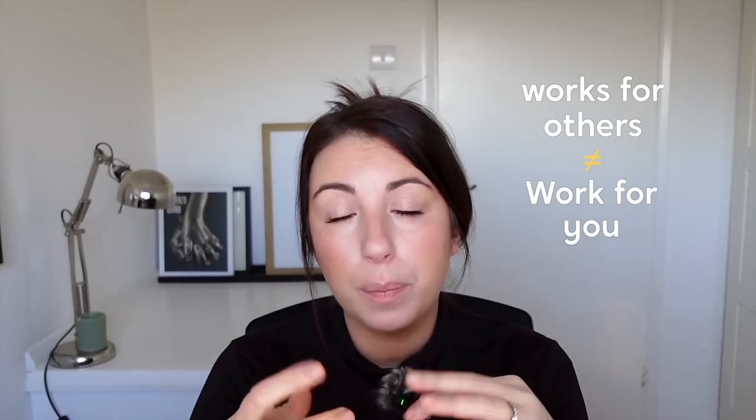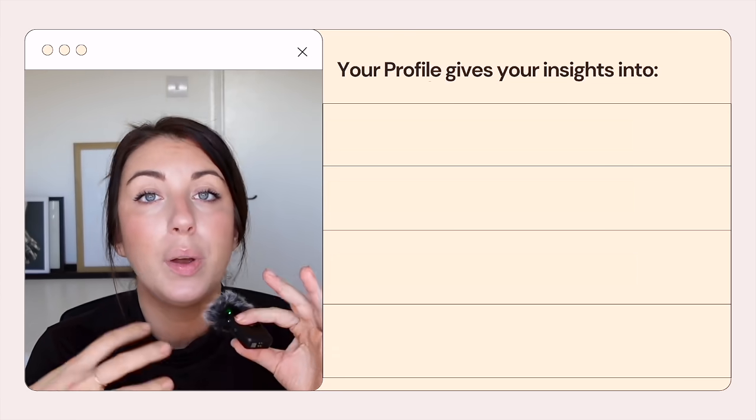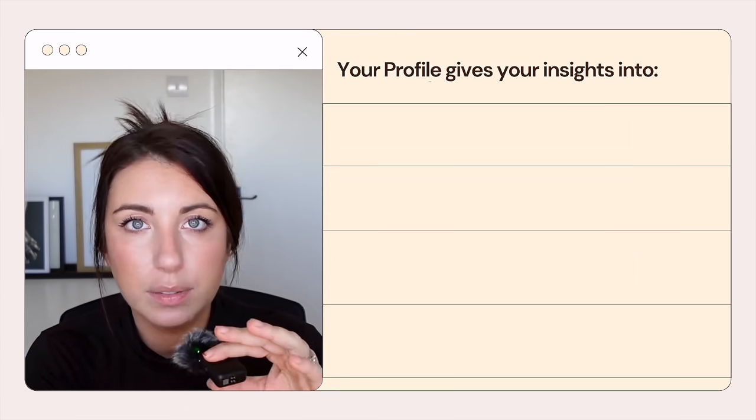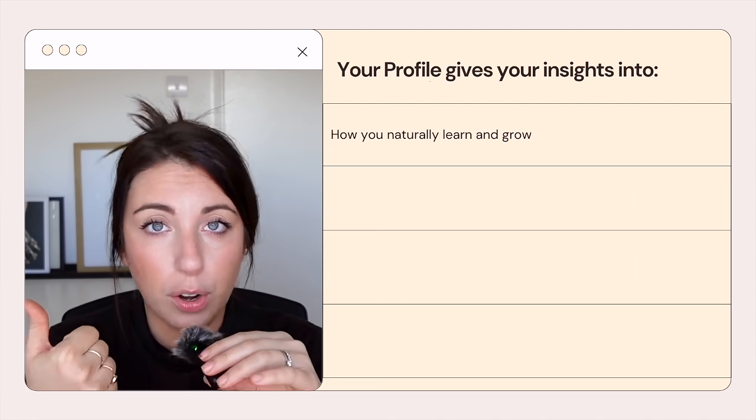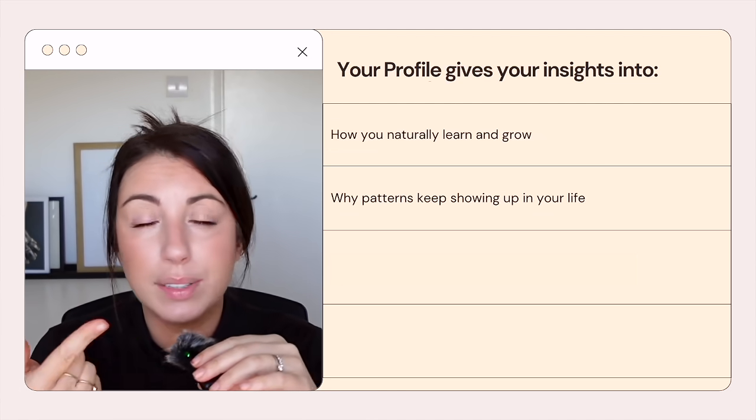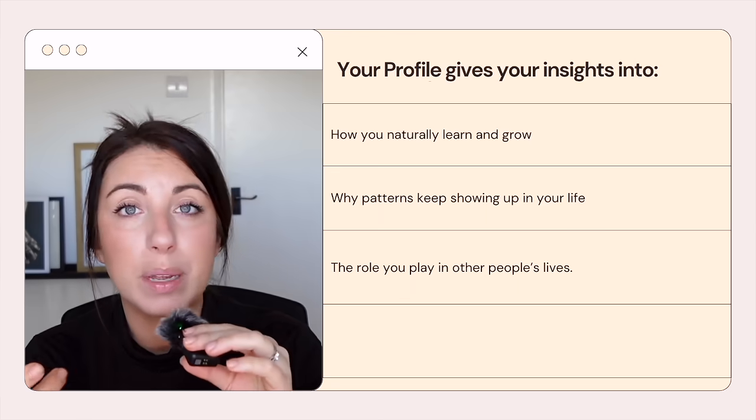So, your profile is composed of 2 numbers, which give you insights into your innate qualities and challenges. These 2 numbers essentially give you the information of how you naturally learn and grow, of why certain patterns keep showing up in your life, and what role you're here to play in other people's lives.